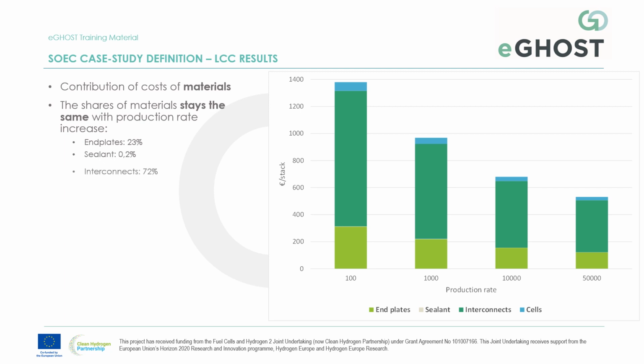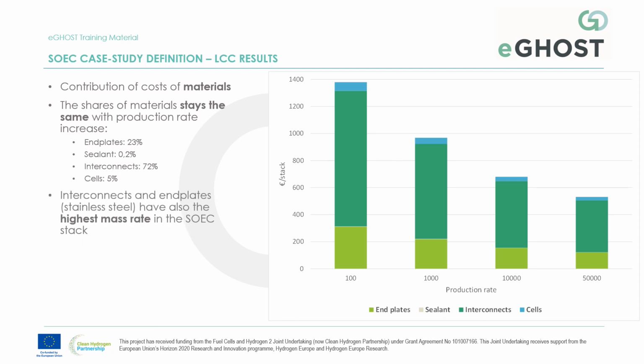Just to keep in mind that basically the interconnects and end plates are made from stainless steel. So all this green is stainless steel, which is basically the main hotspot. What is interesting is that the shares of materials stay more or less the same with higher production rate, so it doesn't really change that much as it did with the PEM fuel cell. And we also get a reduction with higher production rate, up to 62%.